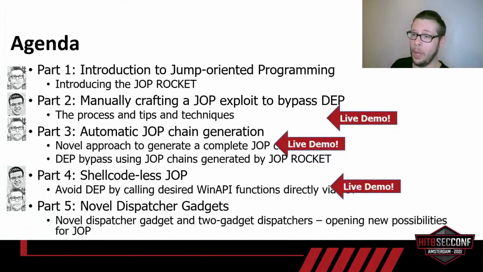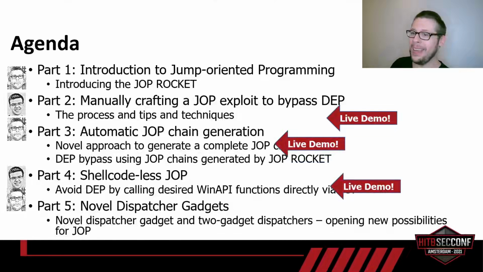Firstly, we'll introduce jump-oriented programming, and then the Jop Rocket, and then Austin will show us how we can manually craft a Jop exploit to bypass DEP and some various tips and techniques associated with it. And then we'll see how we can remove the human labor element and do it all through automation. Next, Austin will show us, instead of bypassing DEP, what if we just simply avoid it and also avoid the need for shellcode and instead just do all that shellcode action directly inside of the Jop exploit? Hey, we can do it.